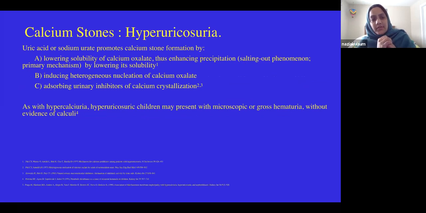The third condition that causes calcium stones is hyperuricosuria. So hyperuricosuria basically means high uric acid in the urine. So uric acid, one, causes acidification of the urine that causes calcium precipitation. Second, uric acid can form the nucleus around which the calcium oxalate crystals then deposit. So that's also another mechanism.